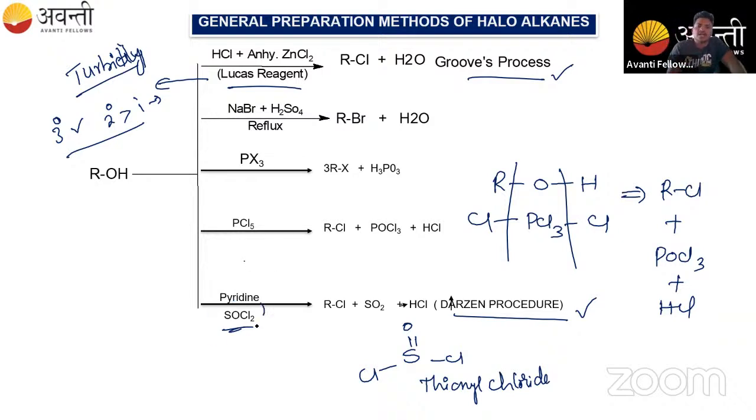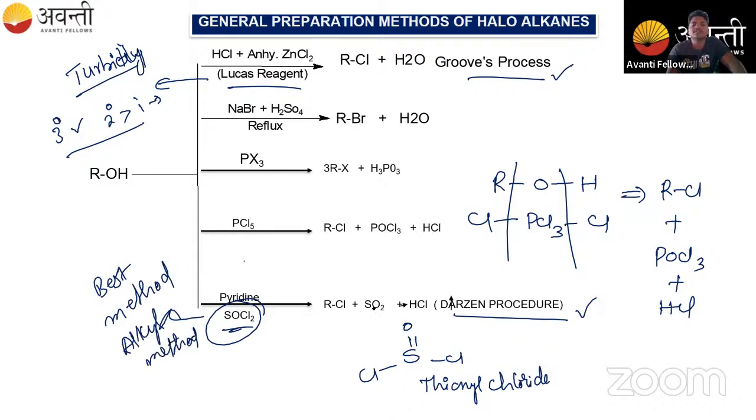Thionyl chloride is the best commercial method for the preparation of alkyl halides. Why is it the best method? Because sulfur dioxide and HCl can escape as gases, so it is very easy. There is no byproduct forming. That is why thionyl chloride is the best method for the preparation of alkyl halides.